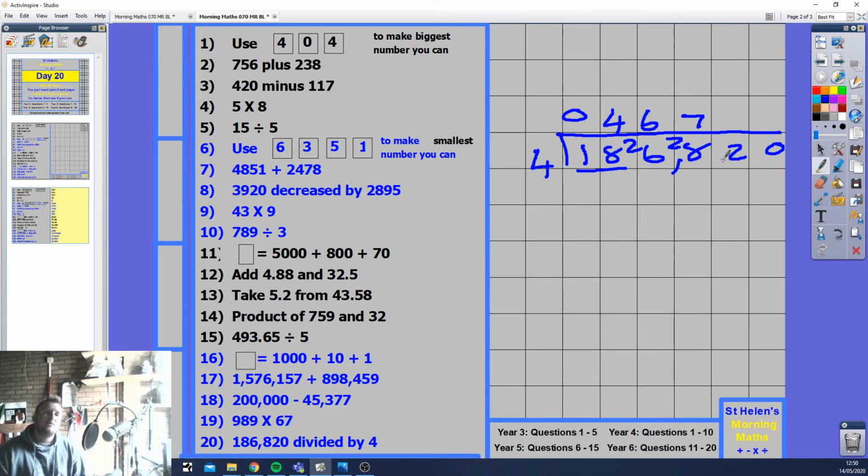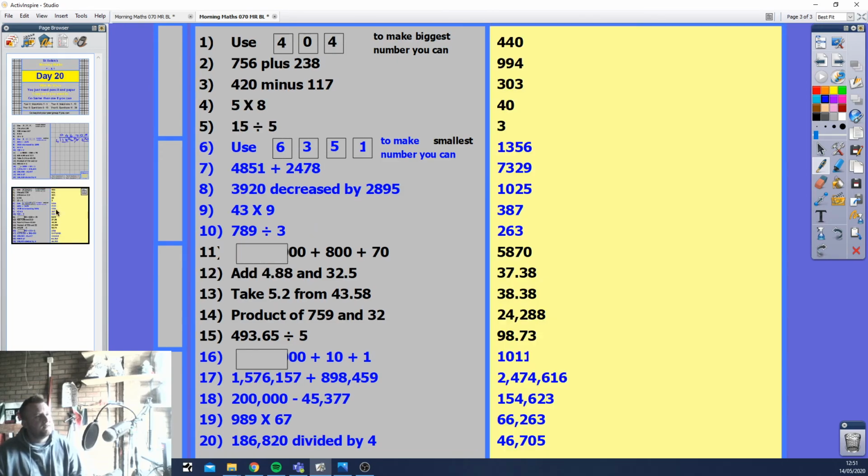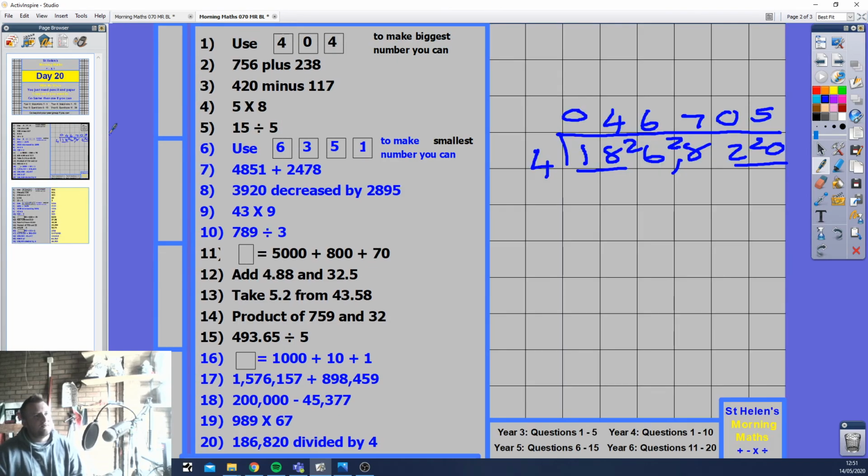4 into 2. 4 does not go into 2, but that does not mean you leave this place value open. Because if I write my answer in here, the answer is not going to be the same. So 4 goes into 2. Ask yourself, how many times does 4 go into 2? No times. 0. And then that becomes 20. 4, 8, 12, 16, 20. Goes 5 times. 4, 6, 7, 0, 5 is the right answer.